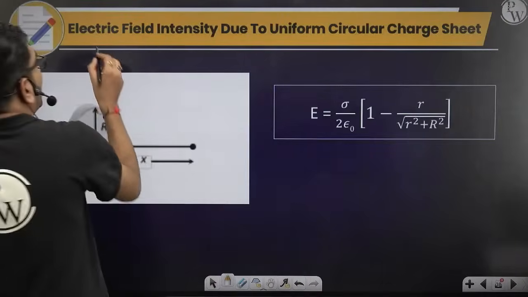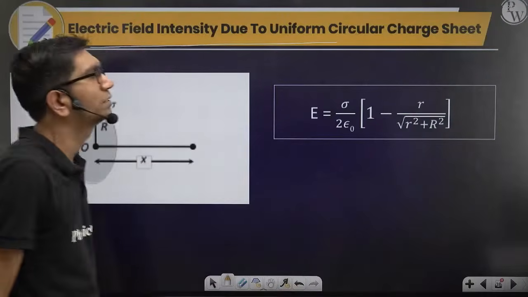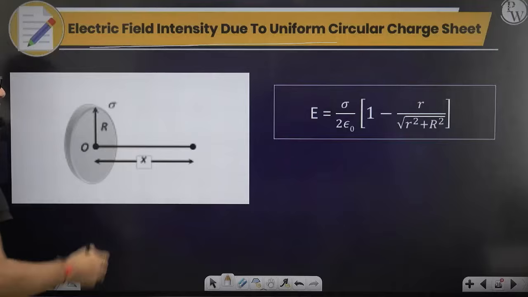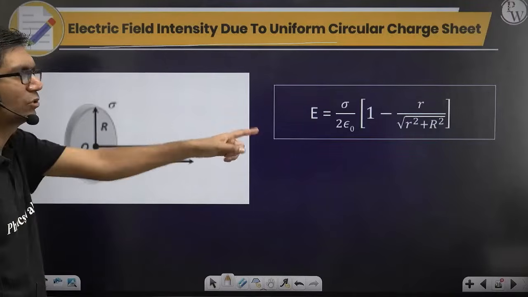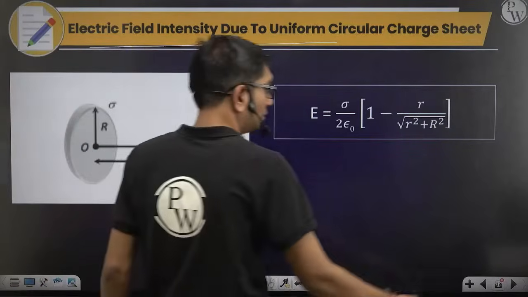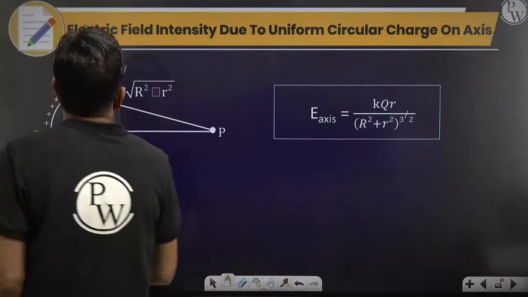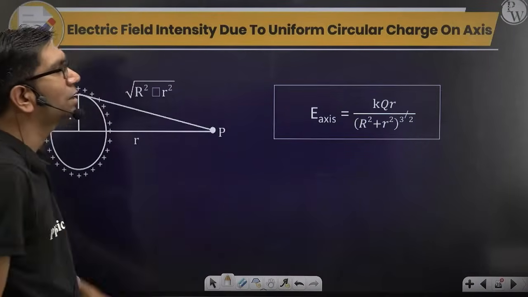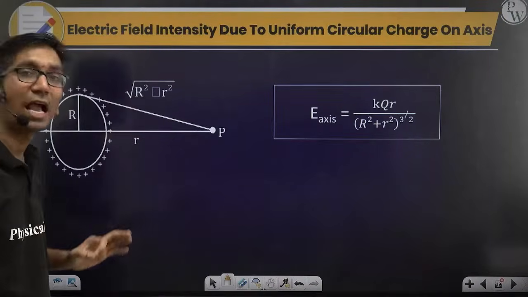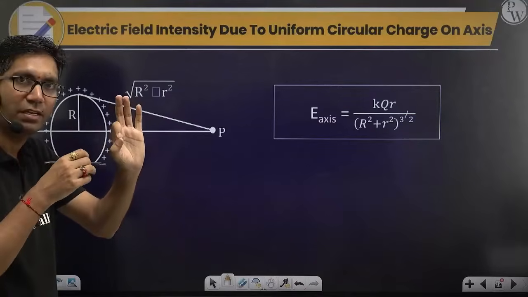Next, electric field intensity due to uniform circular charge sheet. Just remember this formula. Next, electric field intensity due to uniform circular wire on axis. This is a charged wire. Take a bangle.